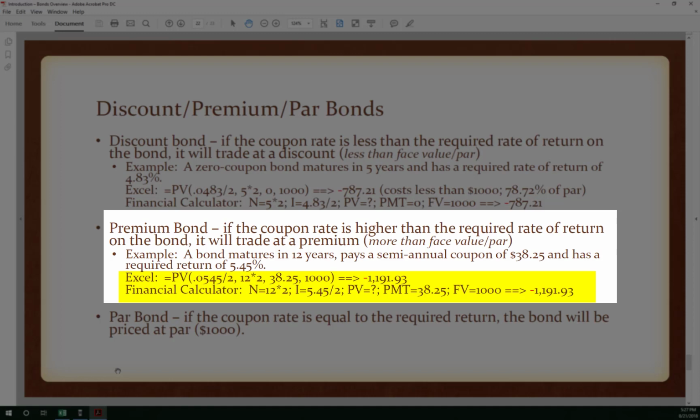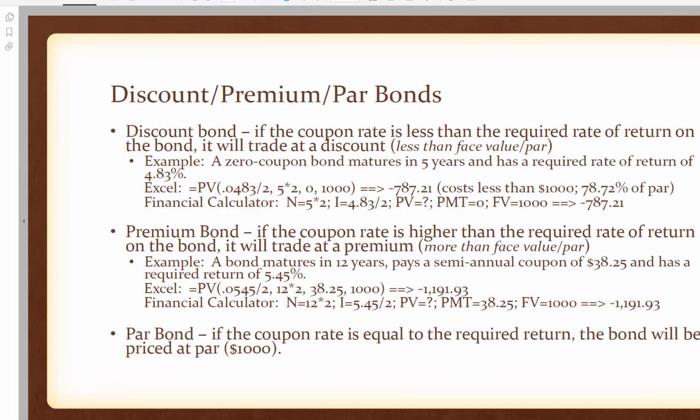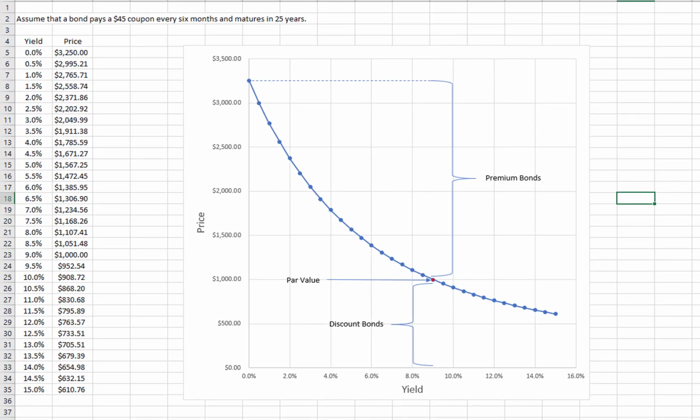That again is trading higher than par value of 1,000. So we've got a bond that is a premium bond. And last, we've got this special case: when a bond is priced at $1,000, when its coupon equals its required rate of return, then we would have the bond being a par bond. And we can look at that in Excel over here.